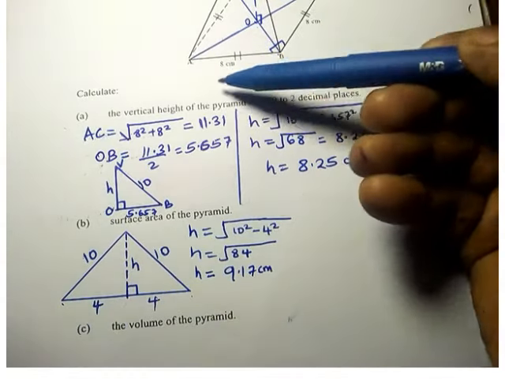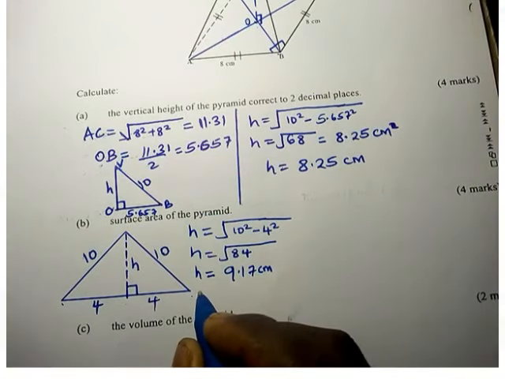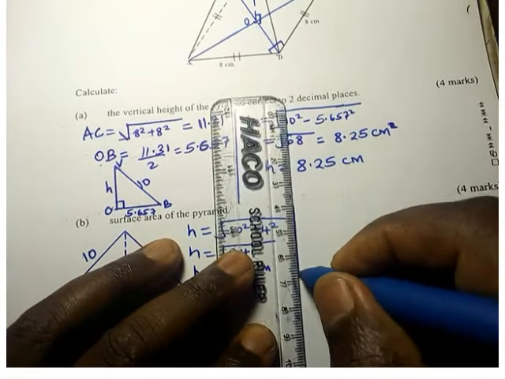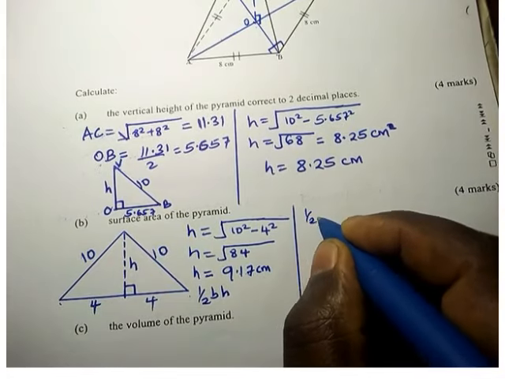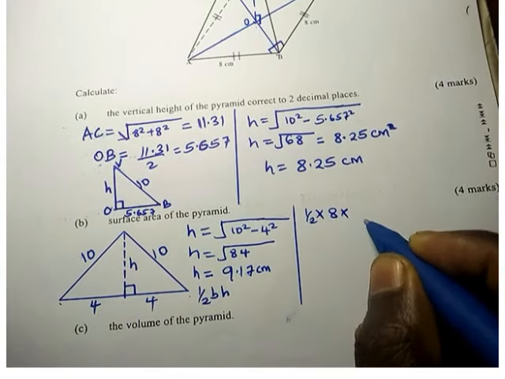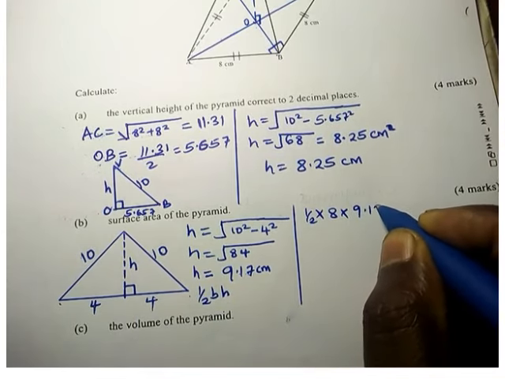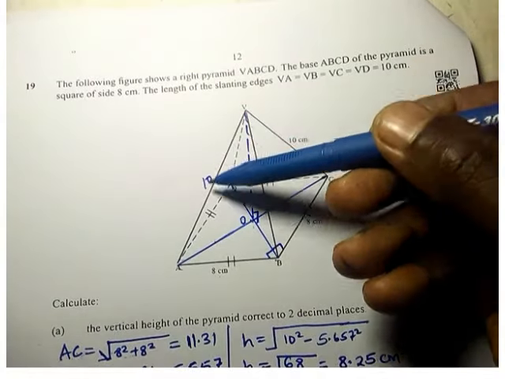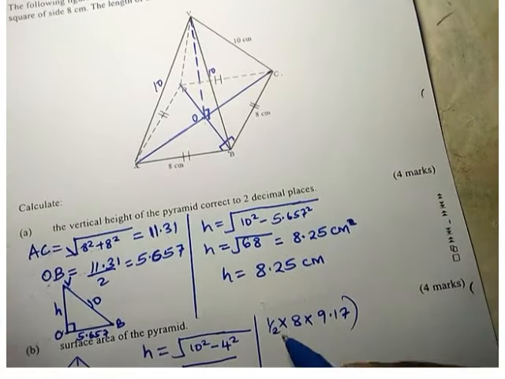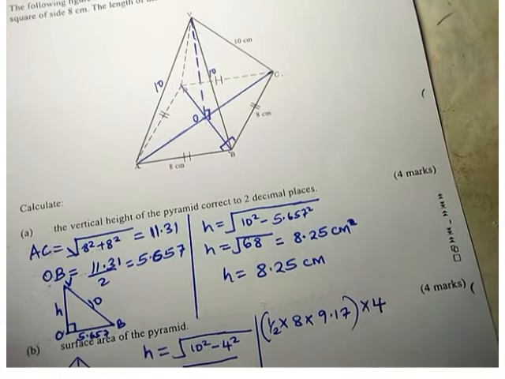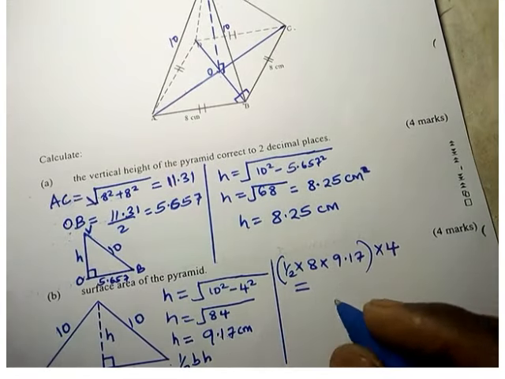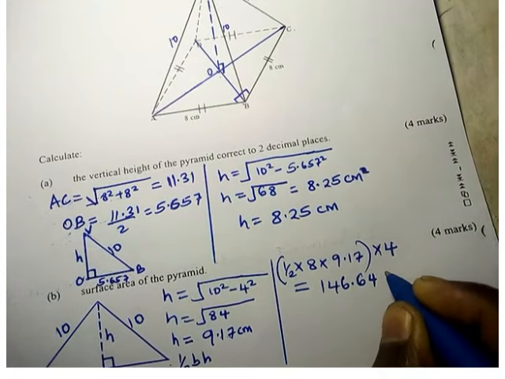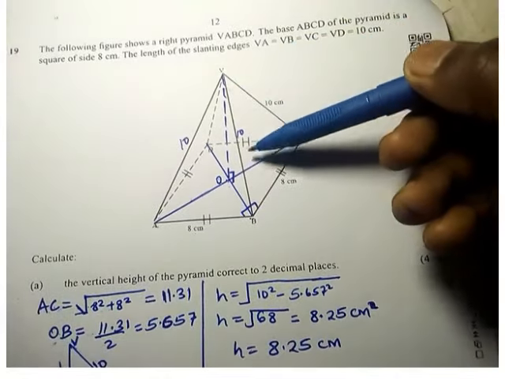Now this is the triangle. This is one face. We have got its height. So I will now use the formula a half base times h. So a half times base, which is 8, times height, which is 9.17. That is one face, but a pyramid has got how many faces? 4. This face, this one, and that one. I will multiply times 4 faces, and this will give me a total of 146.64 centimeters squared. This is the area of the faces alone.